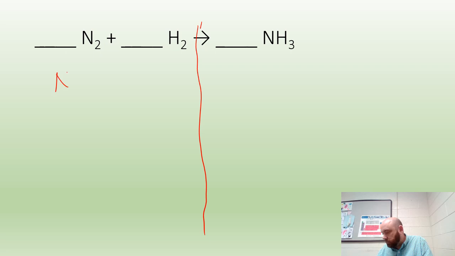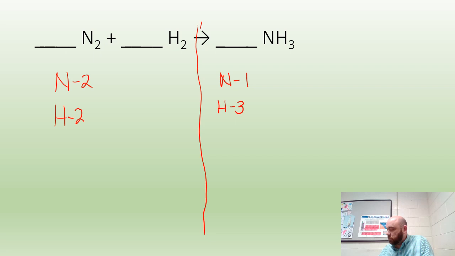On this side, I see 2 nitrogen atoms, and I also see 2 hydrogen atoms. On this side, if I count my number of nitrogens, I only see 1, and if I count my number of hydrogens, I see 3. So I can see that this is not balanced.